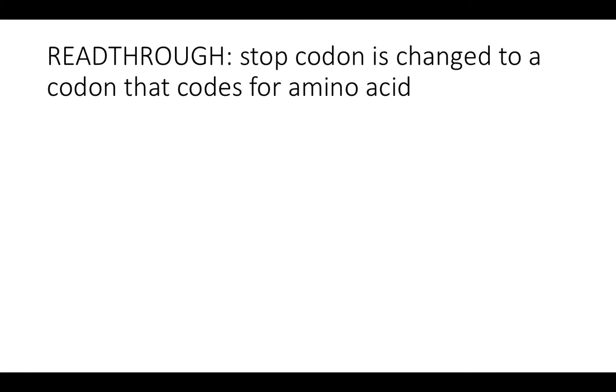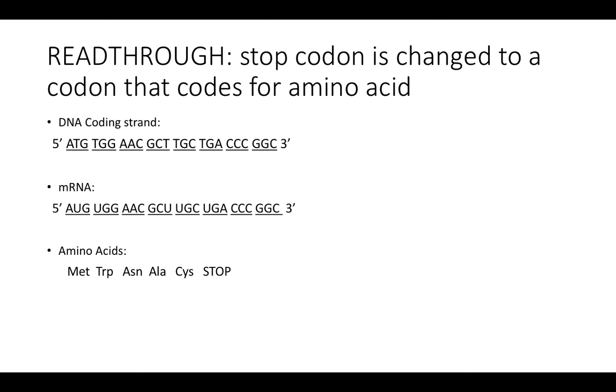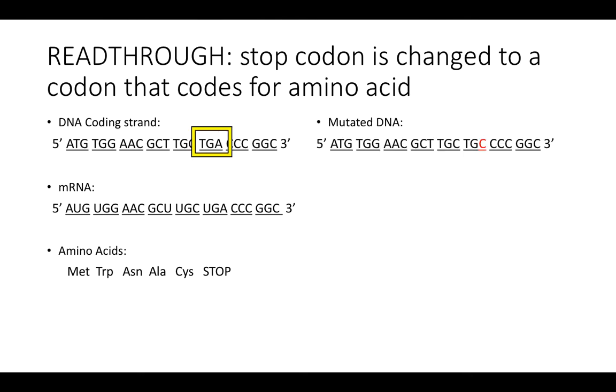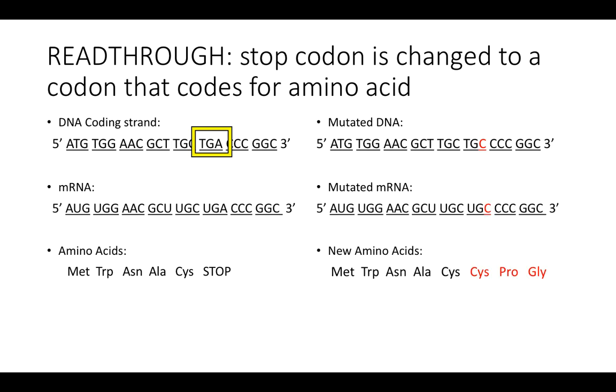Finally, a read-through mutation is when a stop codon is changed to a codon that codes for an amino acid, which results in a longer protein. The originals are shown. In the mutated DNA, A changes into a C, which shows transversion. Because these base pairs change, the new mRNA codes for an amino acid instead of the original stop codon. This makes the protein chain longer.